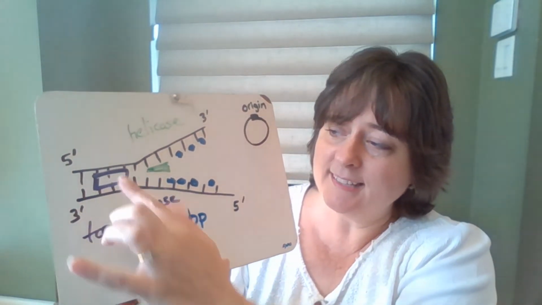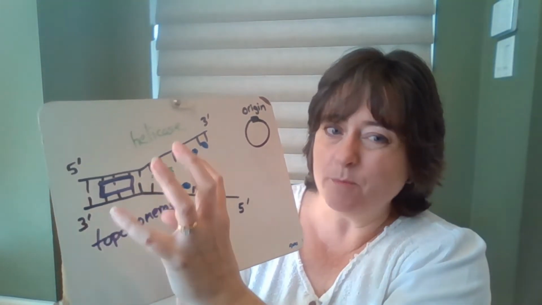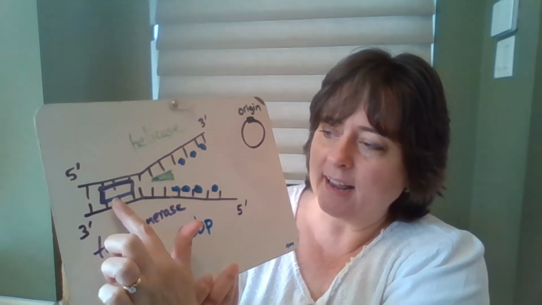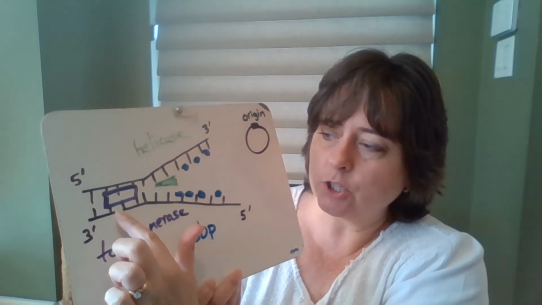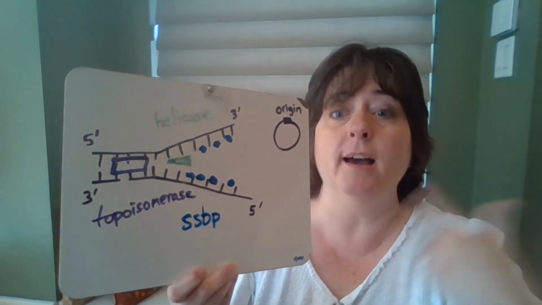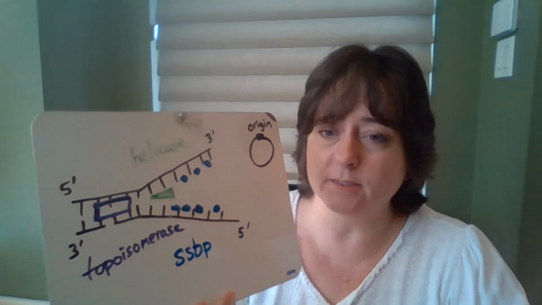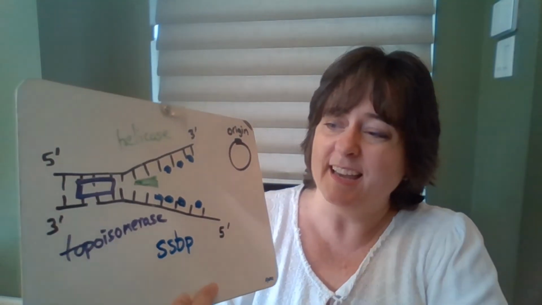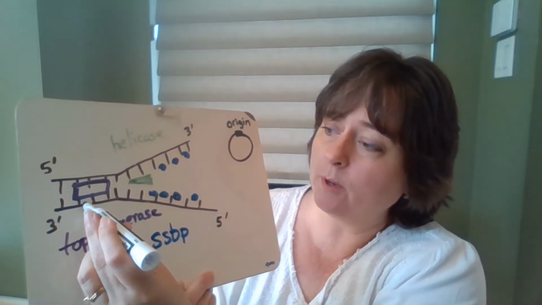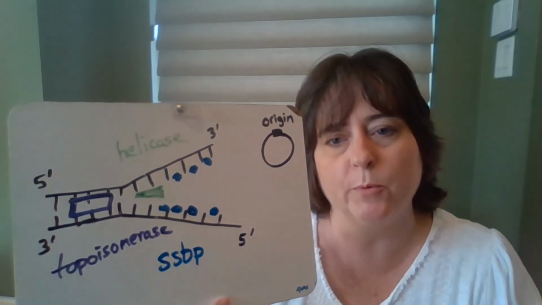And the way it does that is this enzyme binds to double-stranded DNA. And remember, there's a lot of pressure on here. It actually nicks that sugar phosphate backbone, and that allows it to uncoil. Then after it uncoils and that pressure is relieved, it's able to put it back together. So that's what topoisomerase does.